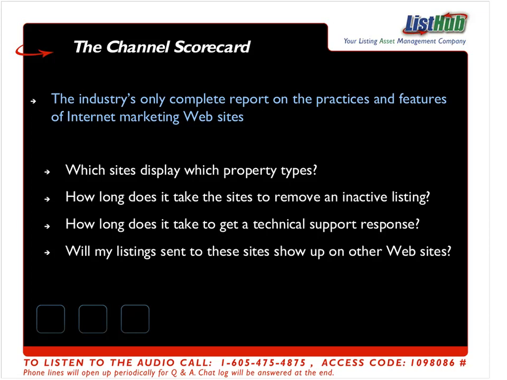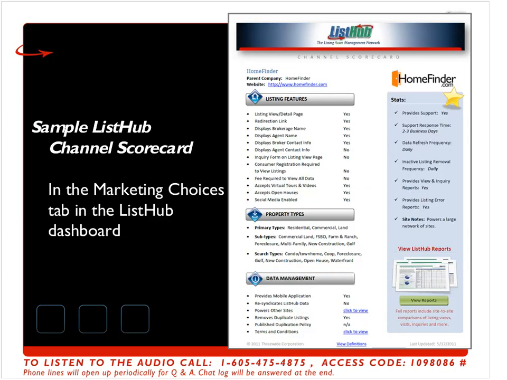Which sites display which property types? How long does it take the site to remove an inactive listing? Or what is their data refresh frequency also? What's their tech support response time? It's just a really helpful resource in case you get questions from your sellers or just if you have questions yourself. Here is an example of what one of these scorecards looks like, and I'm going to show you where to find it in your ListHub dashboard.